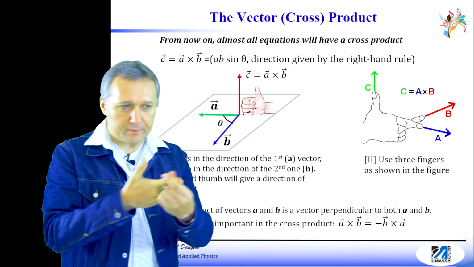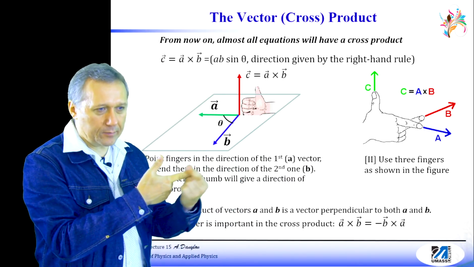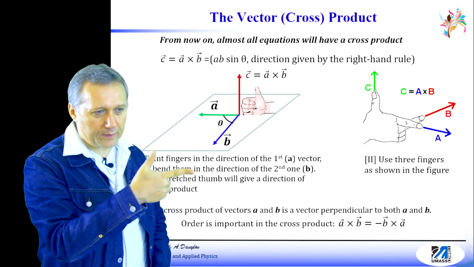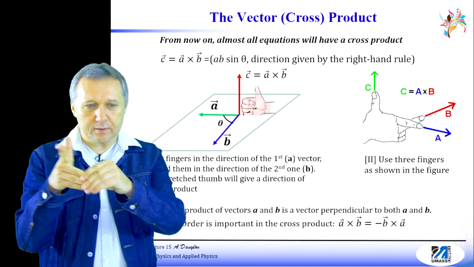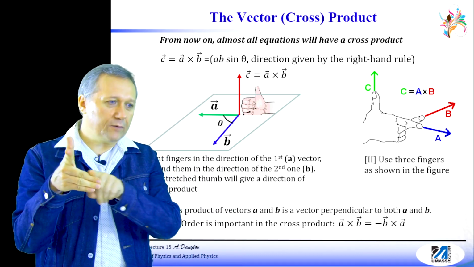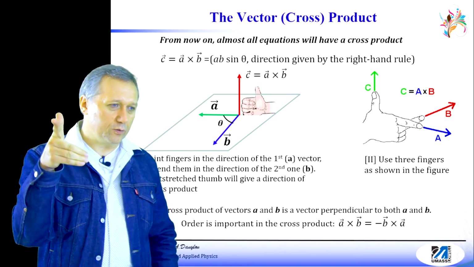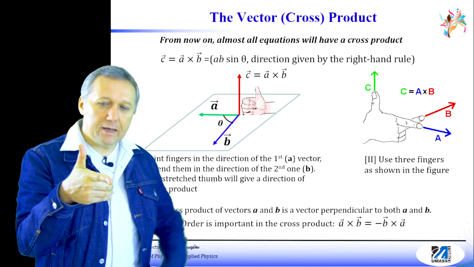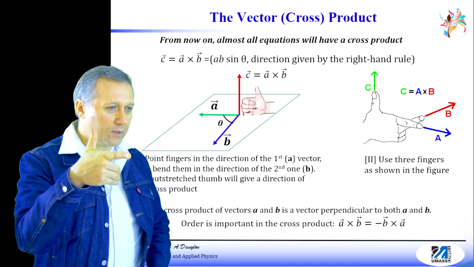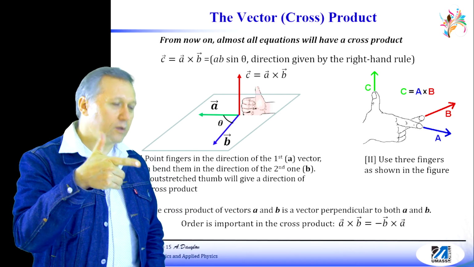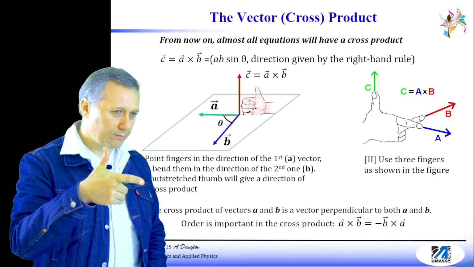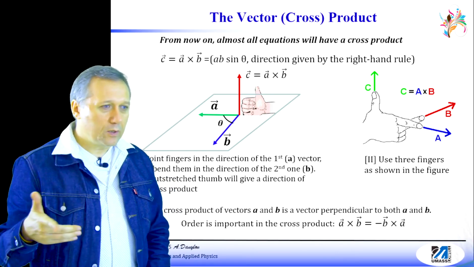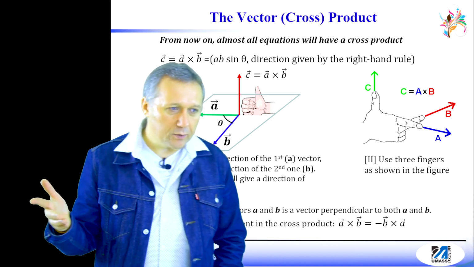This index finger is for vector A, so you need to align it along vector A. Vector B is along this. Sometimes people use one finger. I usually use three fingers, just more convenient, right? And then again, the outstretched thumb gives you the correct direction of the cross product. So either way works. Just pick one and start using it.